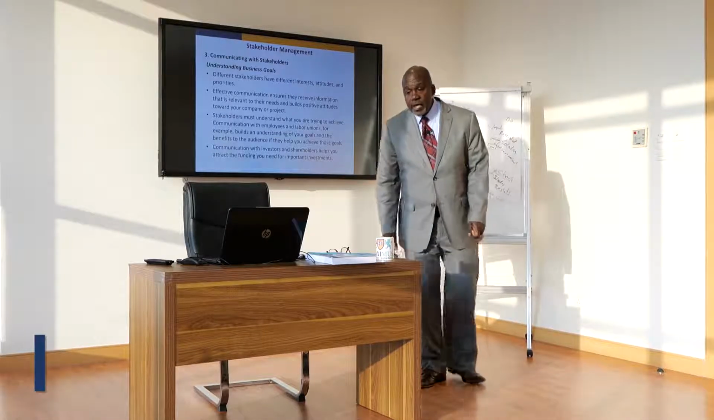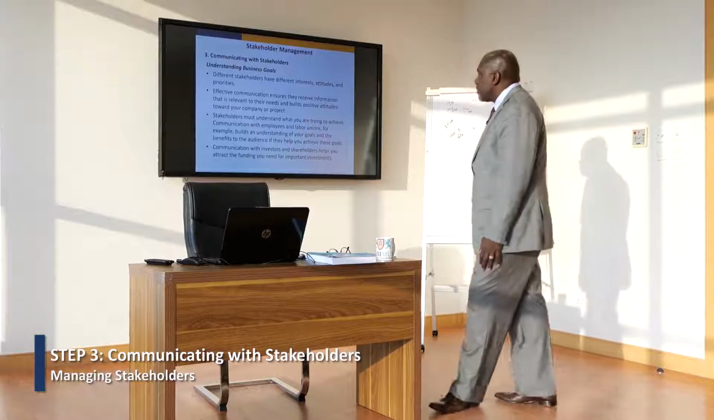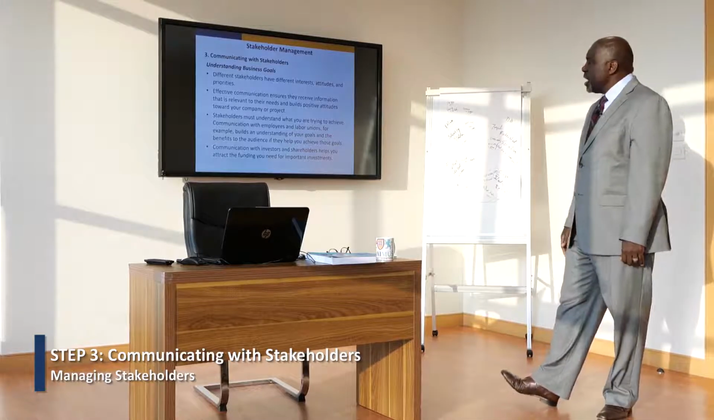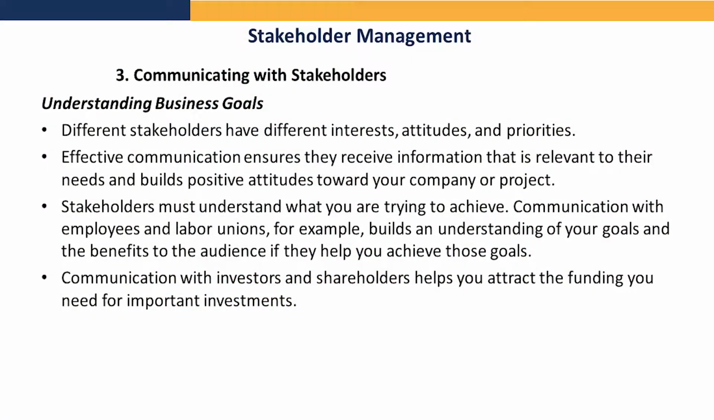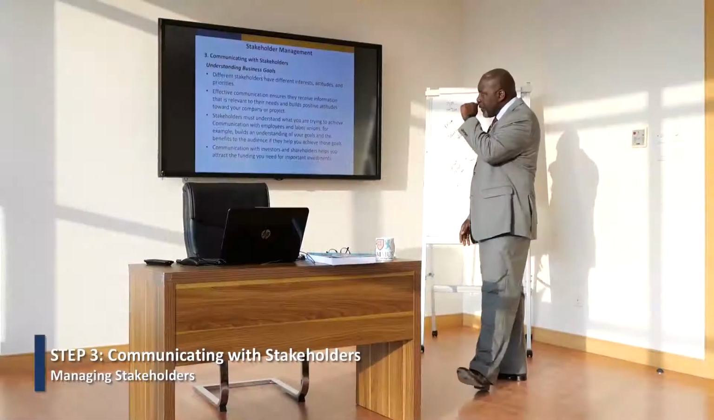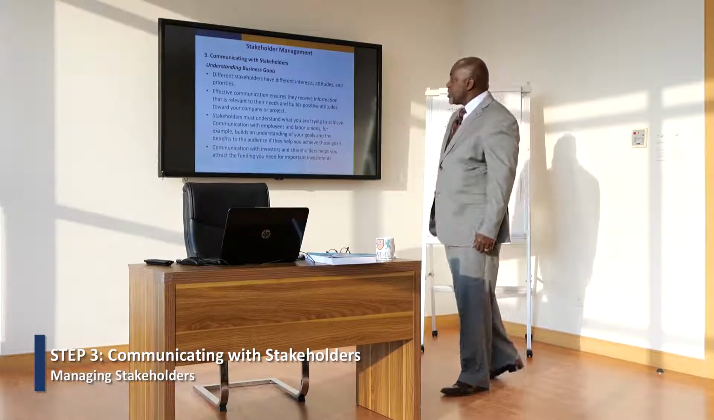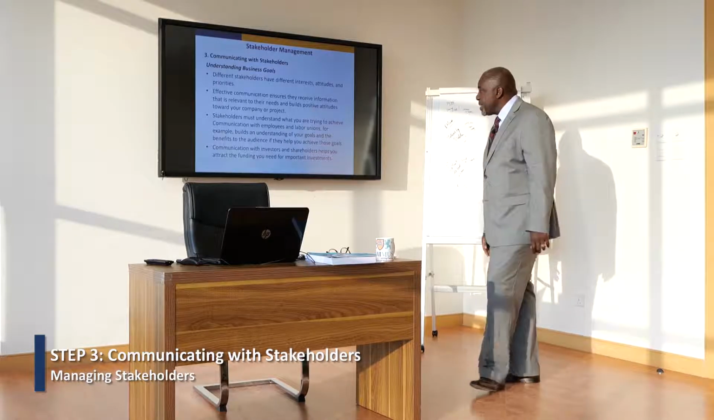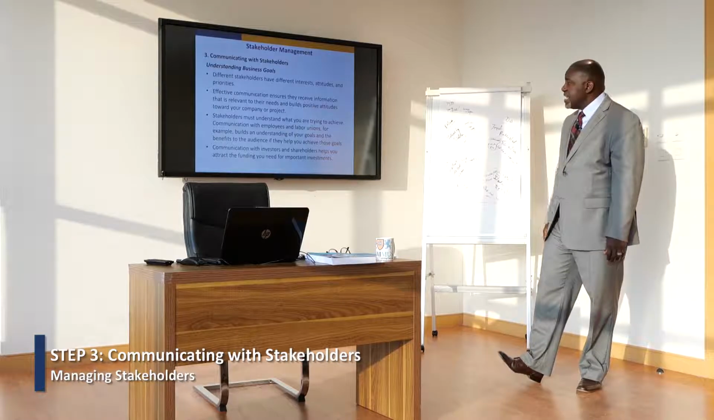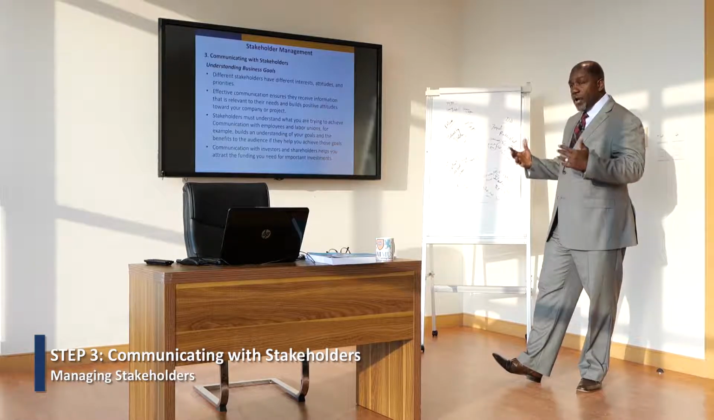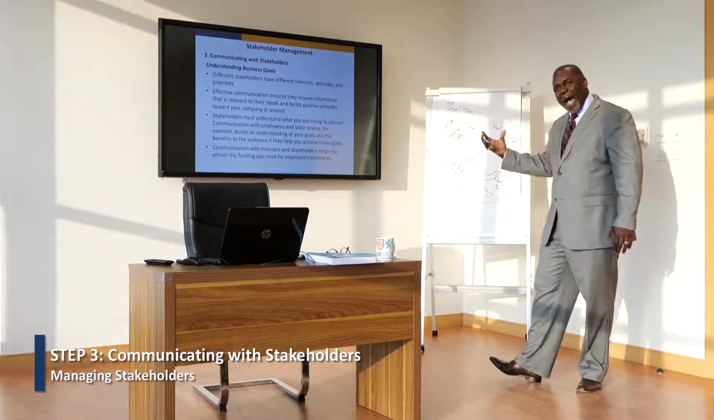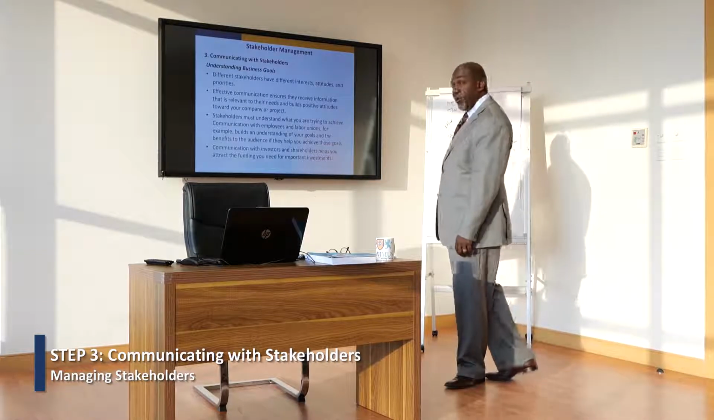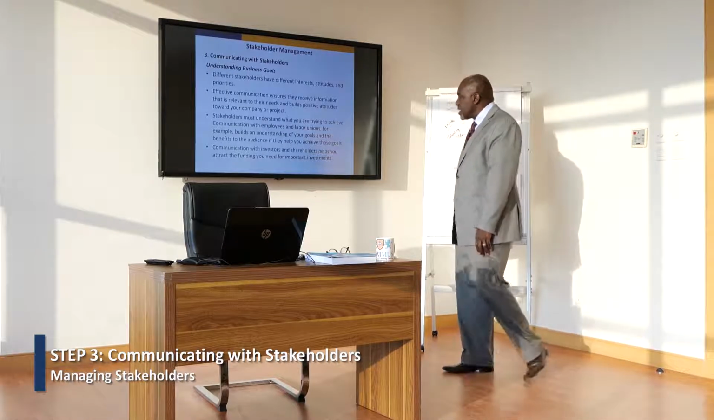So, communicating with stakeholders. Once you know who they are, how do you communicate with them? Different stakeholders have different interests and attitudes and priorities. We just saw from the matrix that different stakeholders have different power and interest levels to be involved. Effective communication ensures that they receive the relevant information that they need, and we want you to be able to build a positive impression of your company toward these stakeholders.